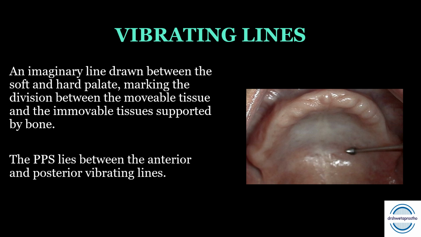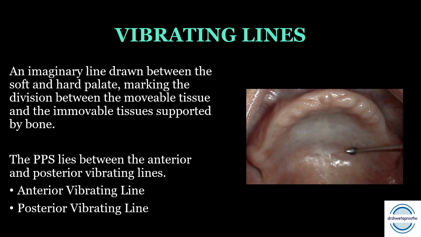Now there are two vibrating lines, the anterior vibrating line and the posterior vibrating line, depending on the location. And the posterior palatal seal area is the area between the anterior and the posterior vibrating line. So let us discuss them one by one.